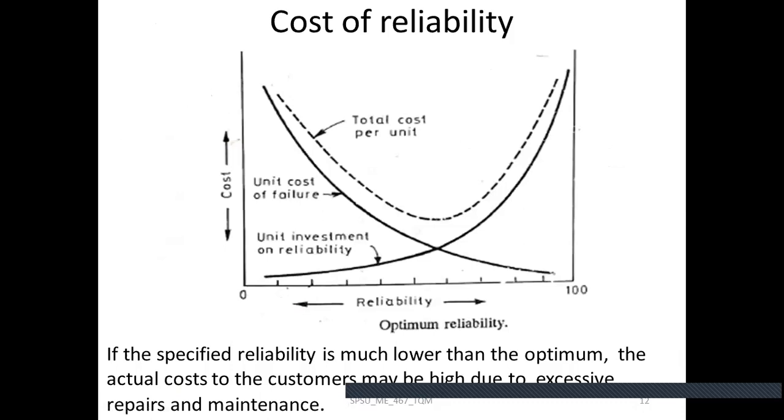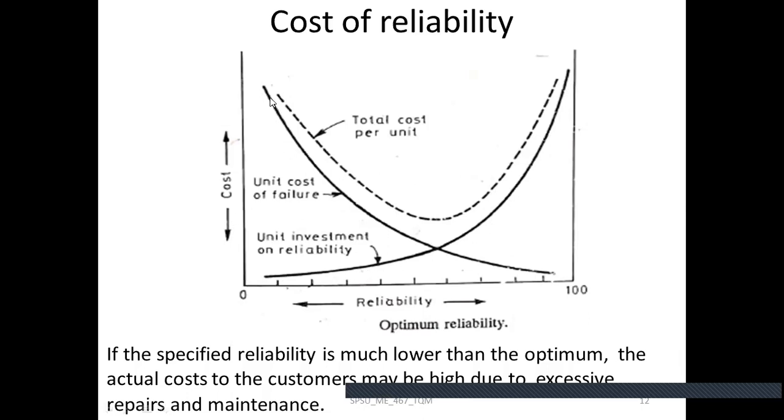Now the next slide is on the cost of the reliability. In this curve, on the y-axis we take the cost of the reliability, and on the x-axis we take the reliability. This curve shows the unit investment of the reliability. When the reliability value is less, the cost will also be less. If we require more reliability of the product, the investment on the reliability will increase, so the cost of the reliability will increase.